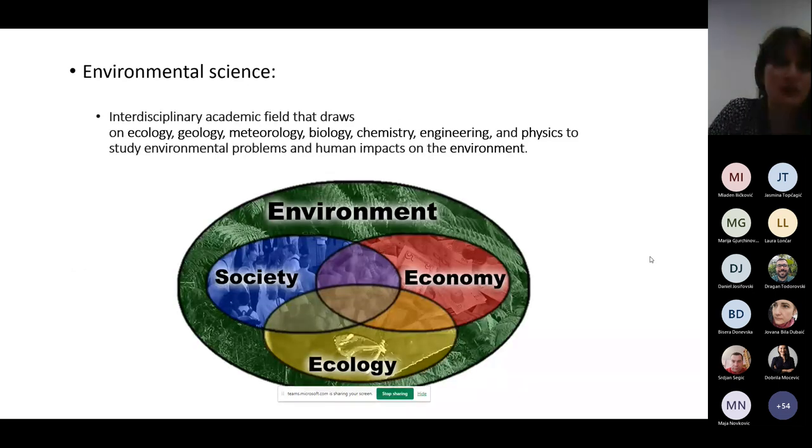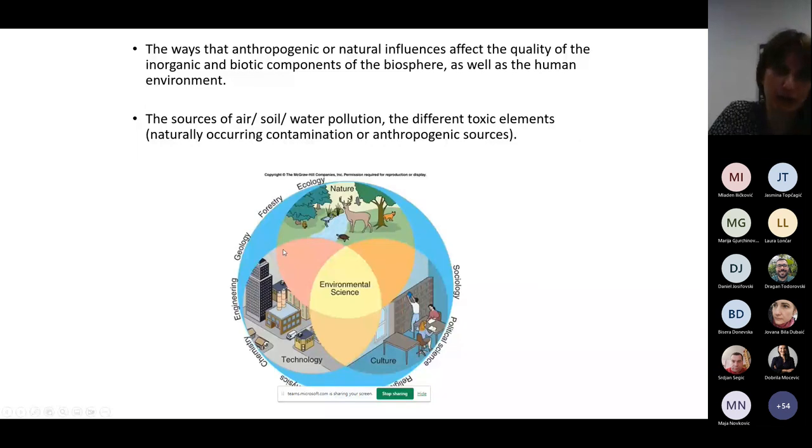So first, let's see what environmental science is and how to use this term properly. Well, this is an interdisciplinary academic field that draws on ecology, geology, meteorology, biology, chemistry, engineering, and physics to study environmental problems and human impacts on the environment. So we have to consider, as you can see here, these interdependencies between society, economy, and ecology in order to explore our environment properly.